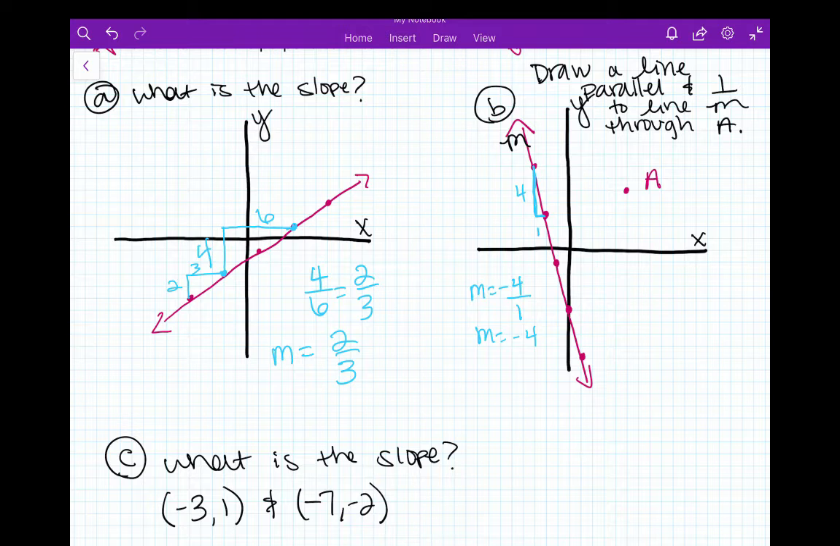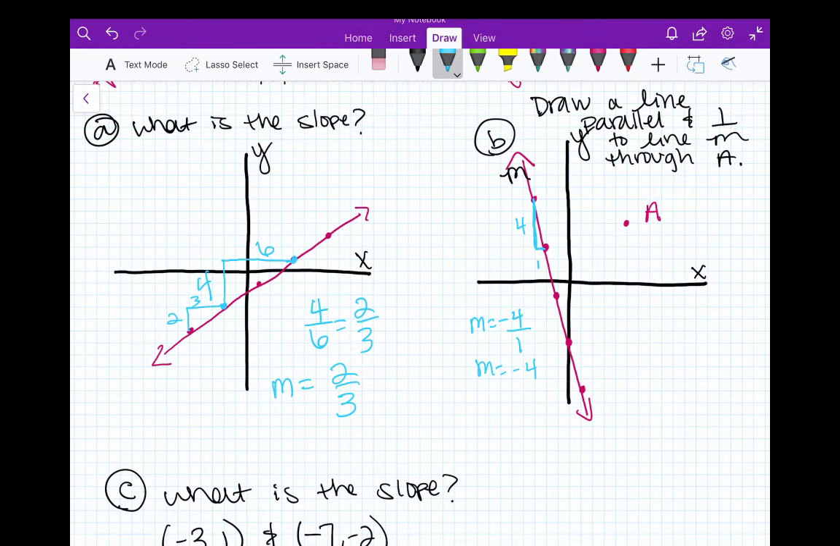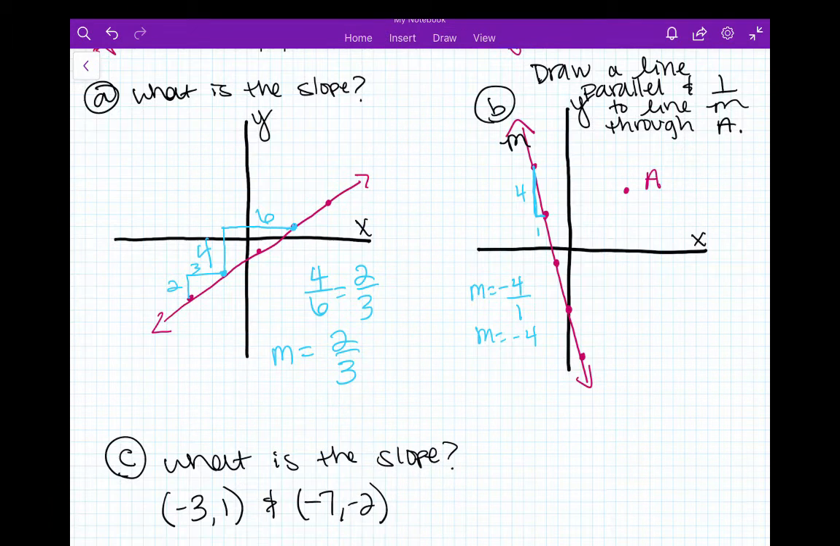A lot of us, though, need to write that over 1 so we remember to do the run and not ignore the run part. So if the line is parallel to that, then it should have the same slope. So I'm going to draw a parallel line through A. That means my slope needs to be negative 4 over 1. So I'm going to go down 4 over 1. Down 4 over 1. Or I can go up 4 over 1 this way. So there is my line parallel. So that's my parallel line.